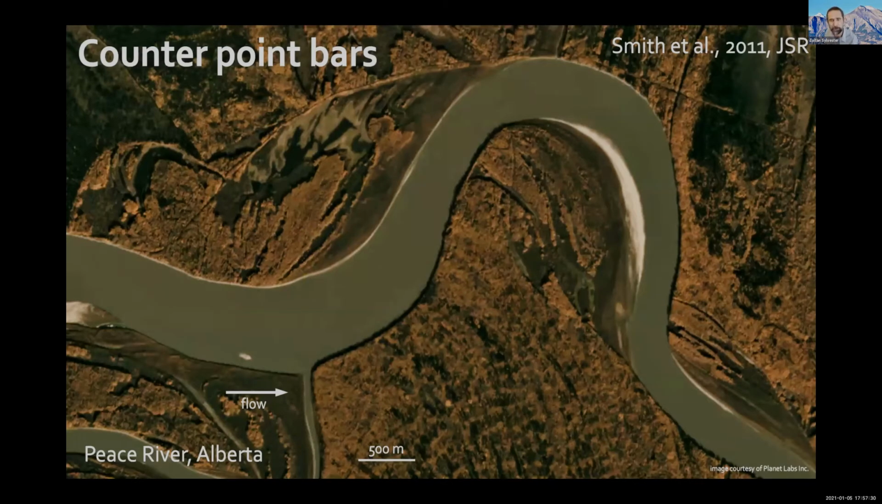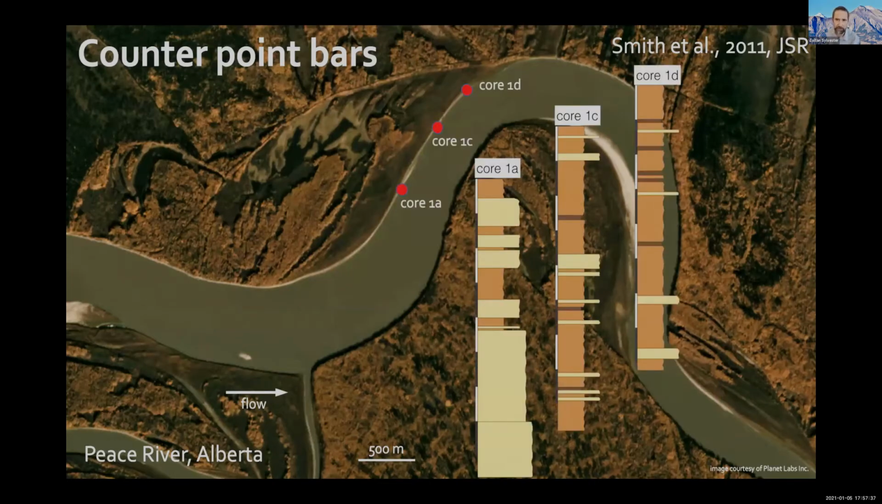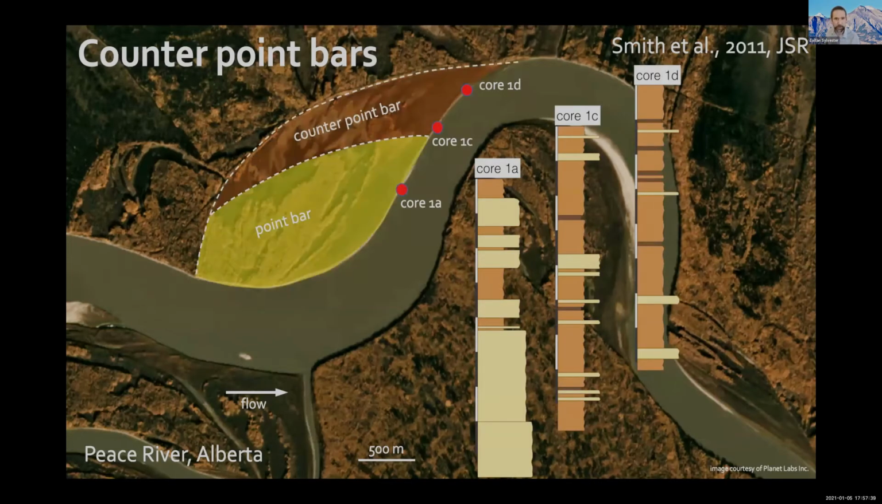So here's an example from Canada that Daryl Smith and others looked at in more detail. They have taken some cores, and if you look at the point bar, core 1A comes from there, and it shows a nice upward fining, typical point bar succession that you would expect. However, if we move downstream, what we call the counterpoint bar, there's a lot of silt and mud, a lot of heterogeneity. And that has been known. These counterpoint bars have been described for a while.